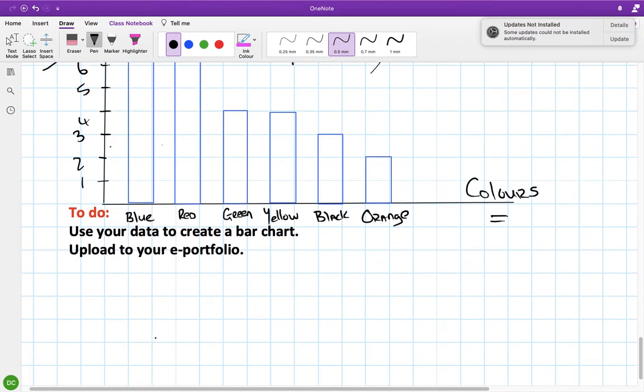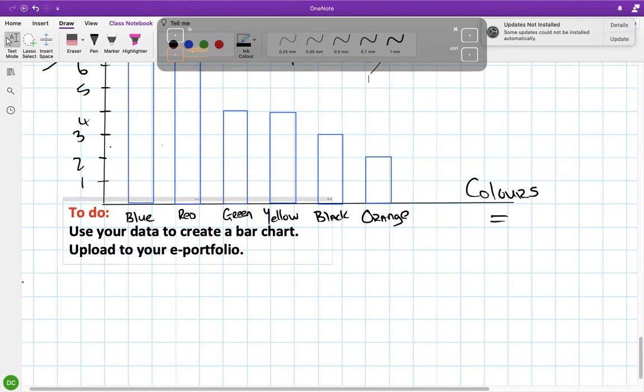I don't know if you've realised this, but this is going to be on every piece of homework, so you need to create a bar chart to represent your data or a portion of your data. The comparison bar chart might be a nice one if you are doing a comparison between two different pieces of data. So that needs to be done and uploaded to your e-portfolio.